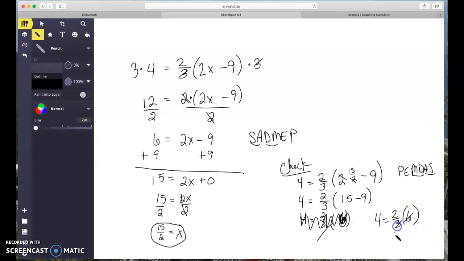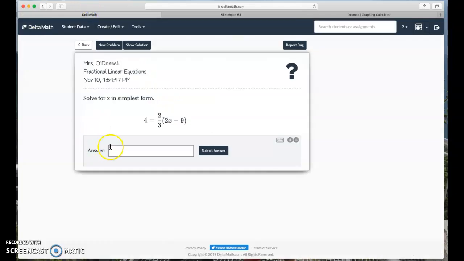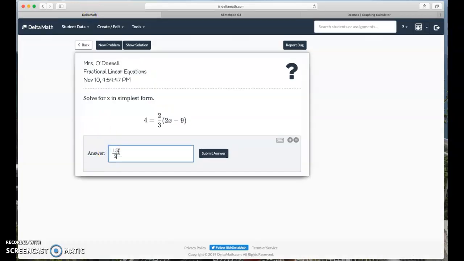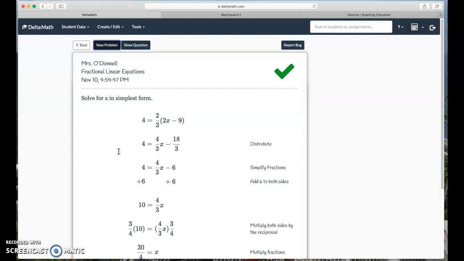So 6 divided by 3 gives me 2 times 2. And 2 times 2 is 4. 4 equals 4 is a true statement, so I know that 15 halves is the correct answer. 15 halves. Enter, enter, and it worked. And that is fractional linear equations through a tornado of a 3-year-old.